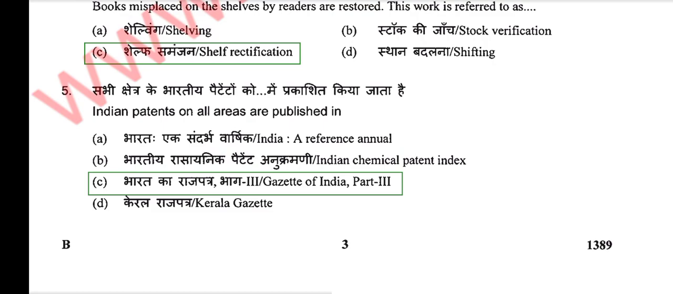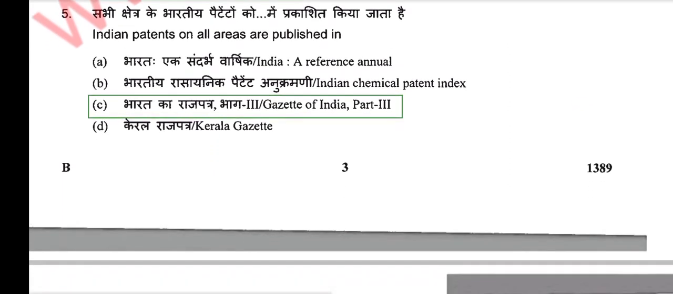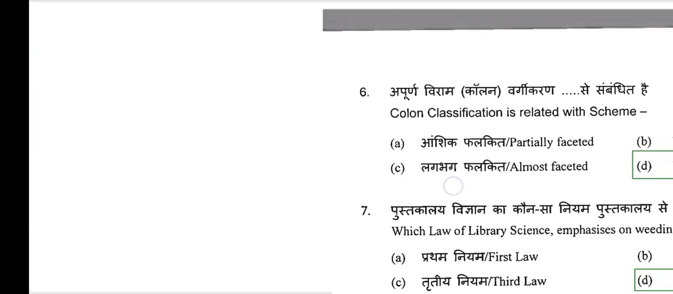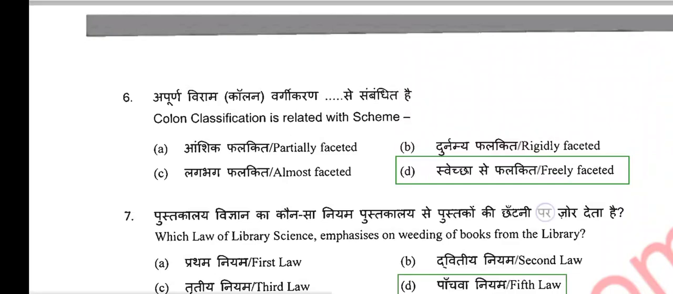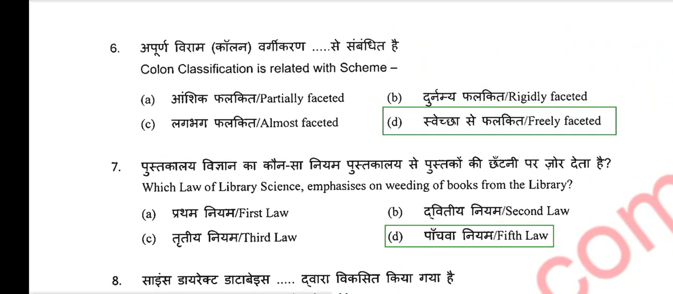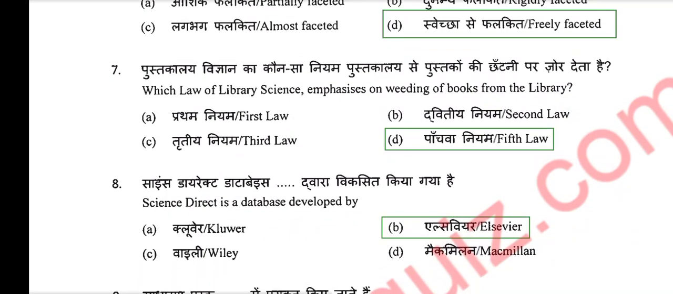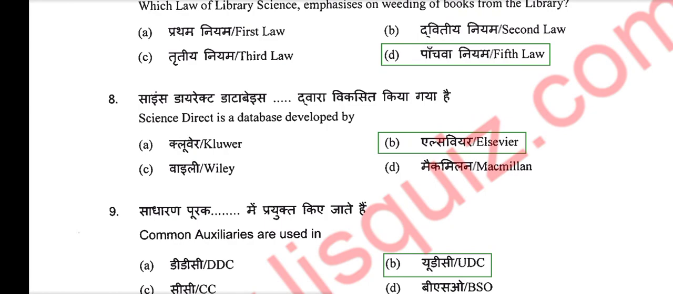Question number 5, Indian patents on all areas are published in Gazette of India Part 3rd. And the next question is question number 6, colon classification is related to with scheme, that is answer option D, freely faceted. Question number 7, which law of library science emphasizes on reading of books from the library? And the correct option is fifth law, which says that library is a growing organism.